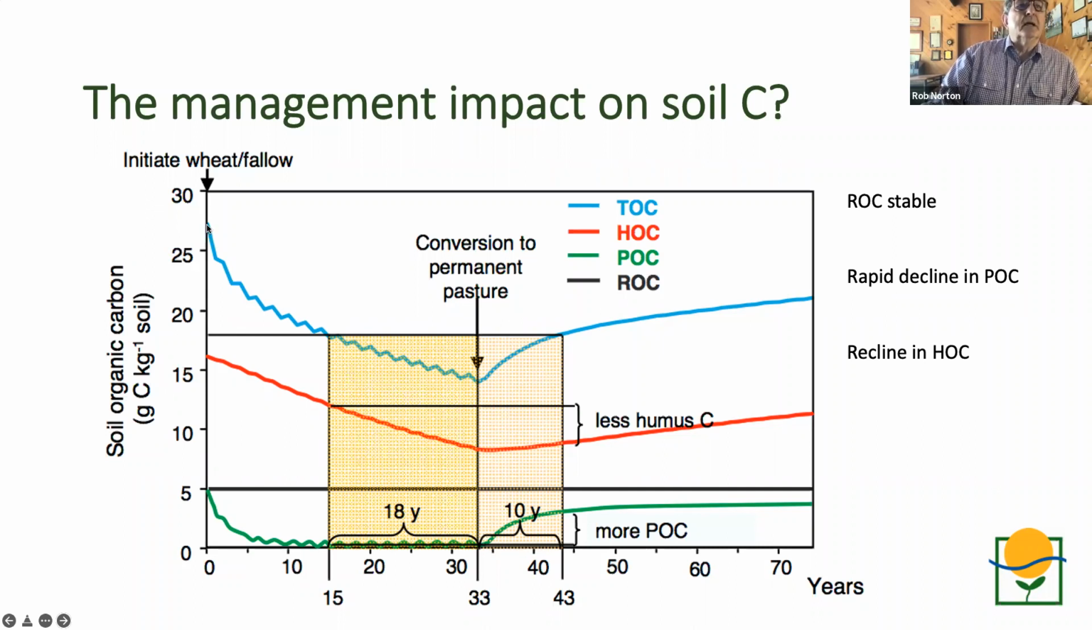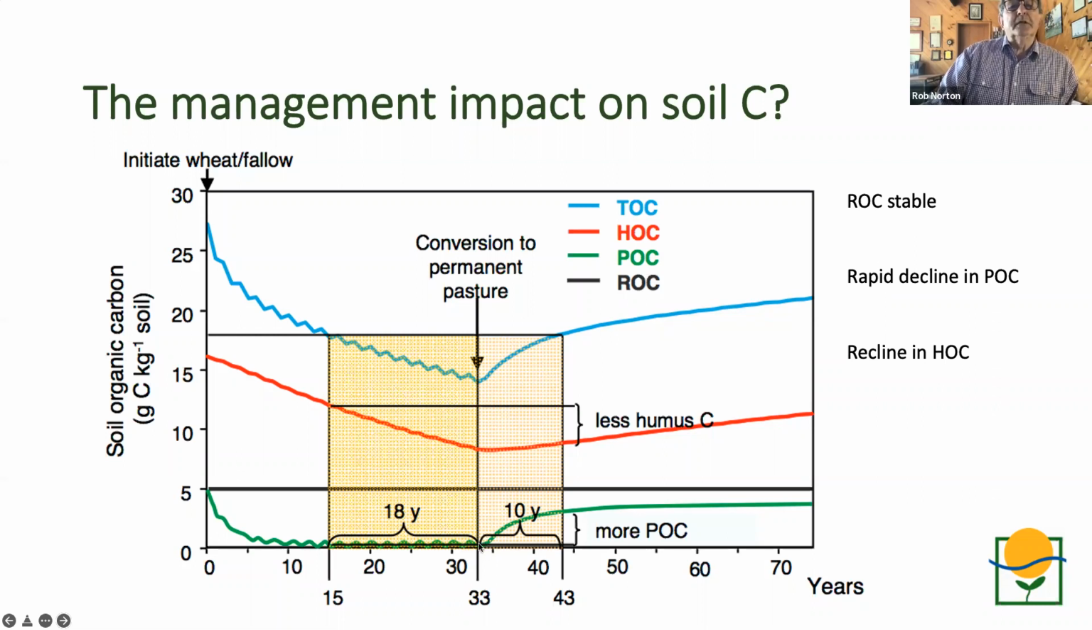So it went from 28 over 30 years down to 15. So it virtually halved in that period. But more significantly, if we looked at the fractions, the humus carbon went down, and the labile fraction, the bit that we really turn over quickly, effectively disappeared and just bumped along a little bit along the bottom line over the years when it was cropping.